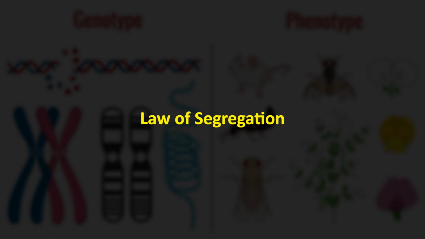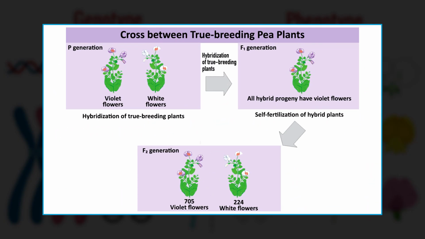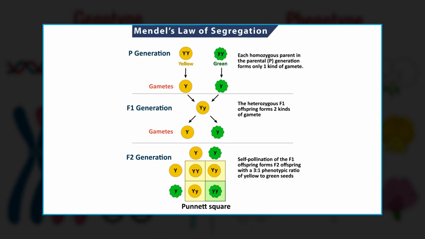Dear students, let's now discuss the law of segregation. Observing that true breeding pea plants with contrasting traits give rise to F1 generations that all express the dominant trait and F2 generations that express the dominant and recessive traits in a 3:1 ratio, Mendel proposed the law of segregation. This law states that such offsprings have an equal likelihood of inheriting either factor.